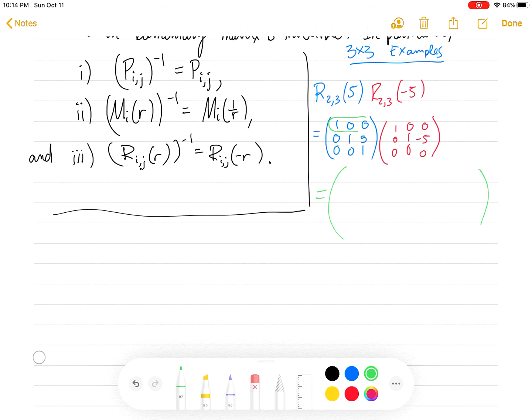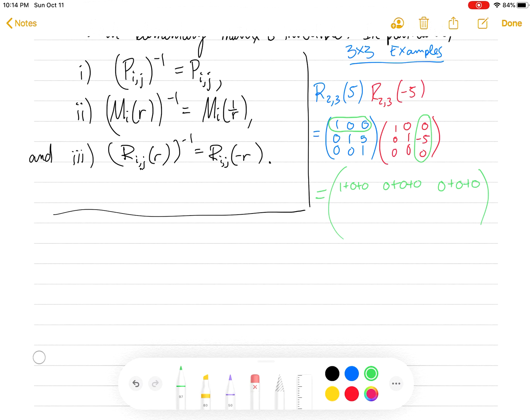R2,3 of -5 is almost the same. You got 1, 0, 0, 0, 1, 0, 0, -5, 0. So rather than a 5, we have a -5. Now let's calculate this product, see if we get the identity. First row, first column, dot product is what? 1 plus 0 plus 0. First row dotted with the second column is 0 plus 0 plus 0.